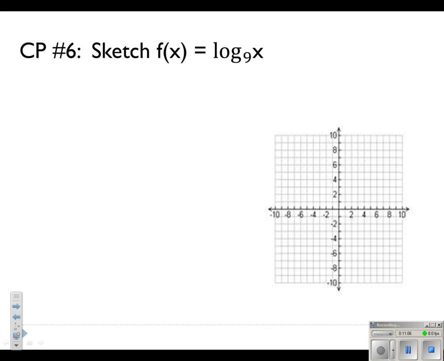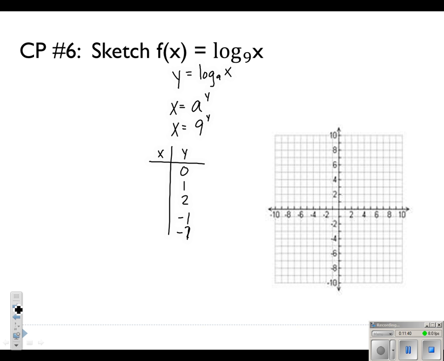All right, sketching this one next. Again, this can be rewritten from what we have right here. We can rewrite that as x is equal to a to the y. So x is going to equal 9 to some power of y. This was another one of those cases where I decided it might just be easier to pick my y values than my x. So I went ahead and grabbed a couple random numbers here. Same numbers as before, actually.